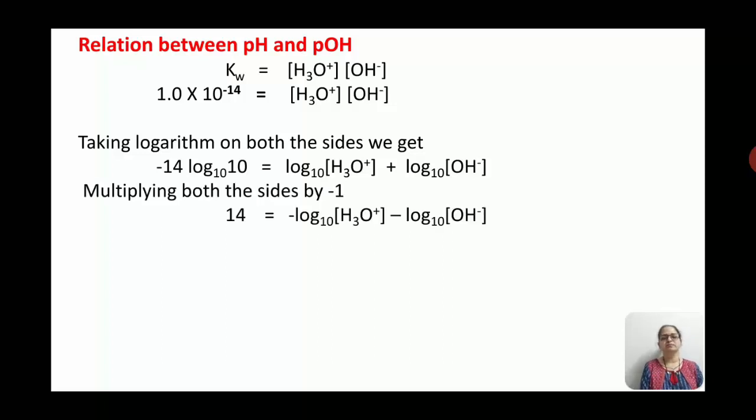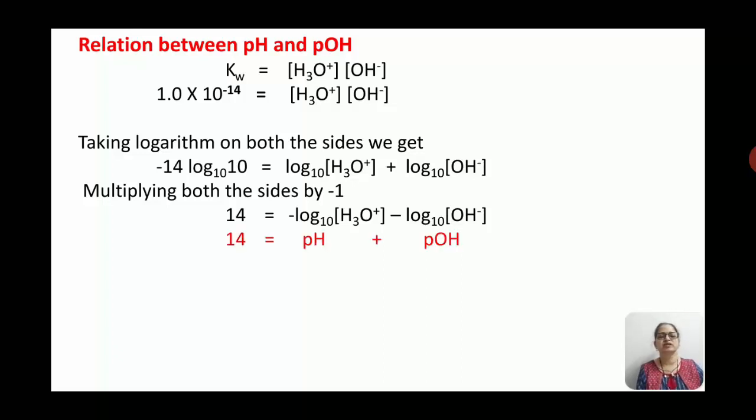Now multiplying both sides by minus 1, we get 14 is equal to minus log to the base 10 of hydronium ion minus log to the base 10 of hydroxyl ion. Now from the definition, you know that minus log to the base 10 of hydronium ion is nothing but pH. Similarly, minus log to the base 10 of hydroxyl ion is equal to pOH.